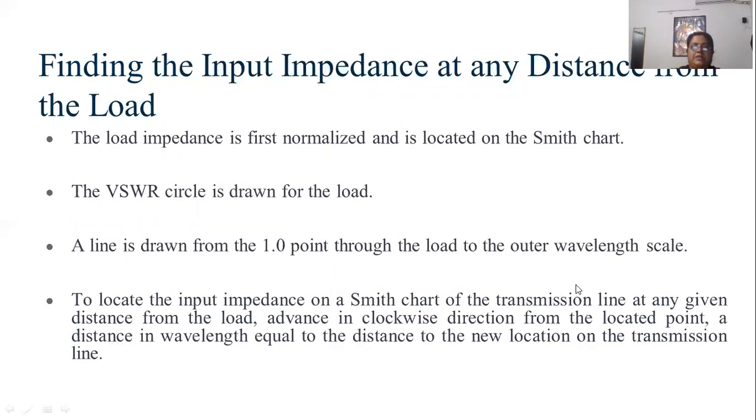Now, finding the input impedance at any distance from the load. The load impedance is first normalized and located on the Smith chart. Then, the voltage standing wave ratio circle is drawn for the load. A line is drawn from the 1.0 point through the load to the outer wavelength scale. To locate the input impedance of the transmission line at any given distance from the load, advance in the clockwise direction from the located point a distance in wavelengths equal to the distance to the new location on the transmission line.